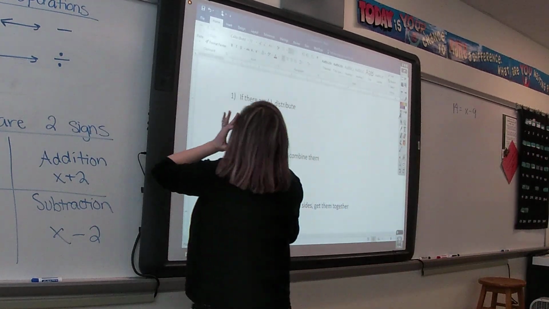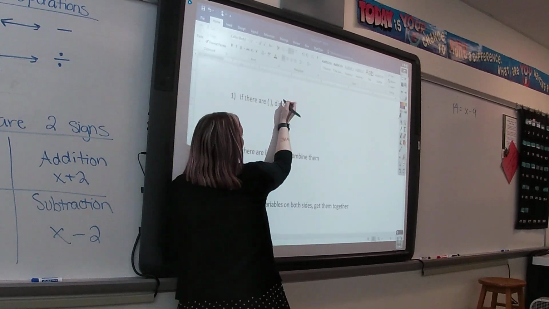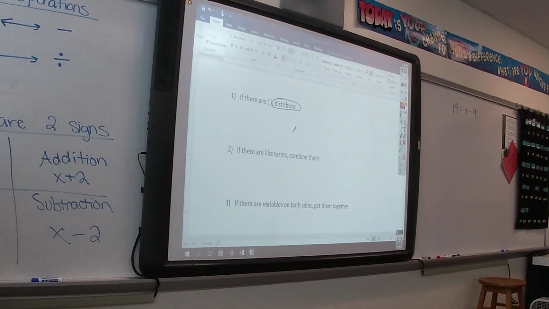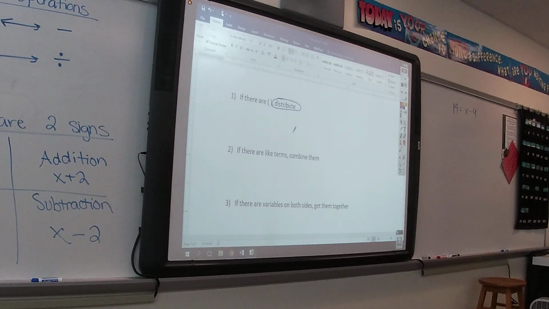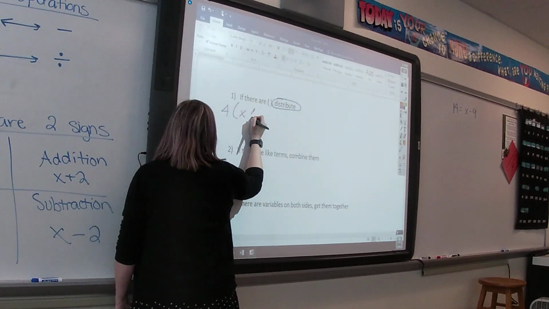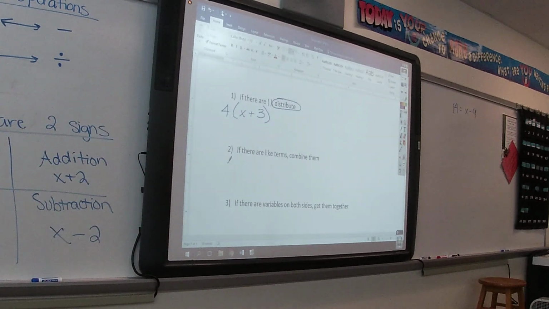Yep. So the first step is going to be if there are parentheses, right? So if there are parentheses, we are going to distribute. The key is that we need to make sure we actually know how to distribute. So we're going to look at a couple examples of distributing here. So if I say something like 4 and then in parentheses x plus 3.